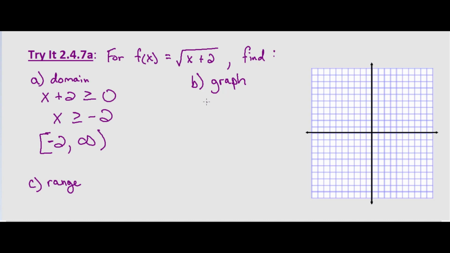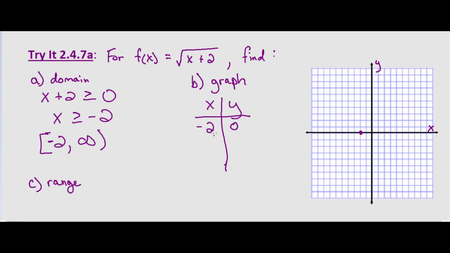So we're asked to graph. We'll plot some points. We know the basic shape since it is a square root function, and we know that x has to be greater than or equal to negative 2. So let's just start with negative 2. When x equals negative 2, negative 2 plus 2 is 0, and the square root of 0 is 0. So we'll plot that point first. Let's make sure we label our axes, and we'll go to negative 2, 0.